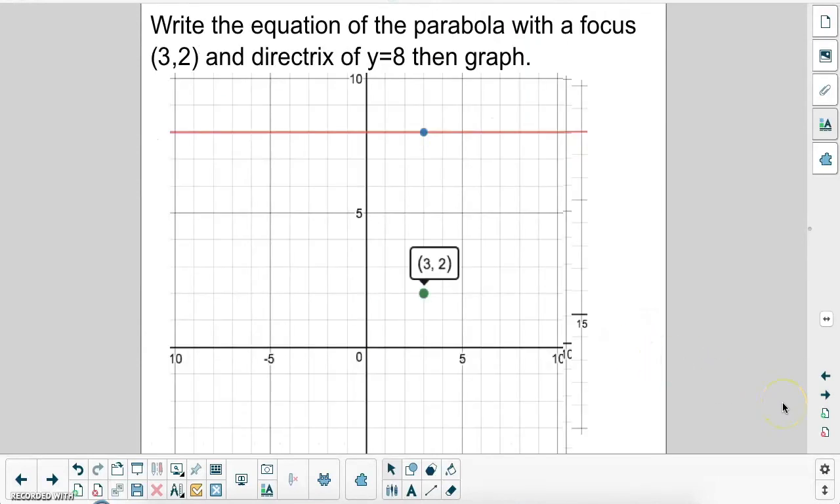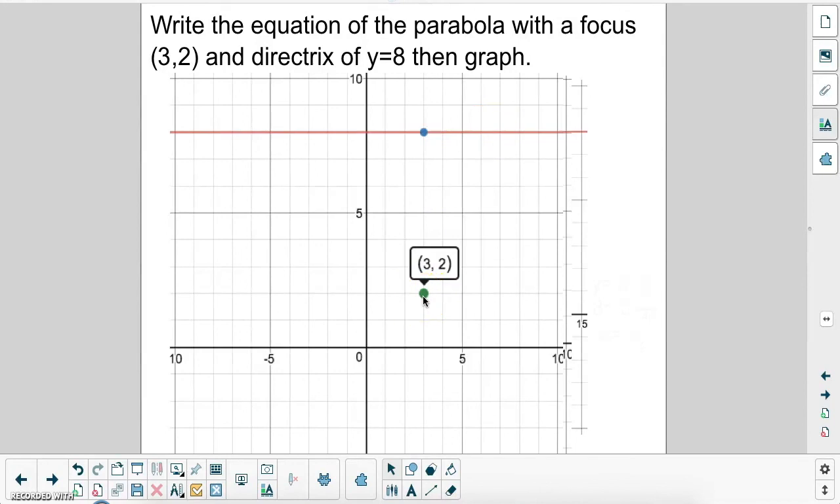In this last problem, I need to write the equation of the parabola with a focus (3, 2) and a directrix of y equals 8 and then graph. So we're actually going to work from the graph, and it would be easiest if you would sketch this problem first to understand what direction that parabola is going to be going and what points we need to solve for. So first I plotted the line y equals 8, which is a horizontal line through +8. And then I plotted my focus, which is at (3, 2).